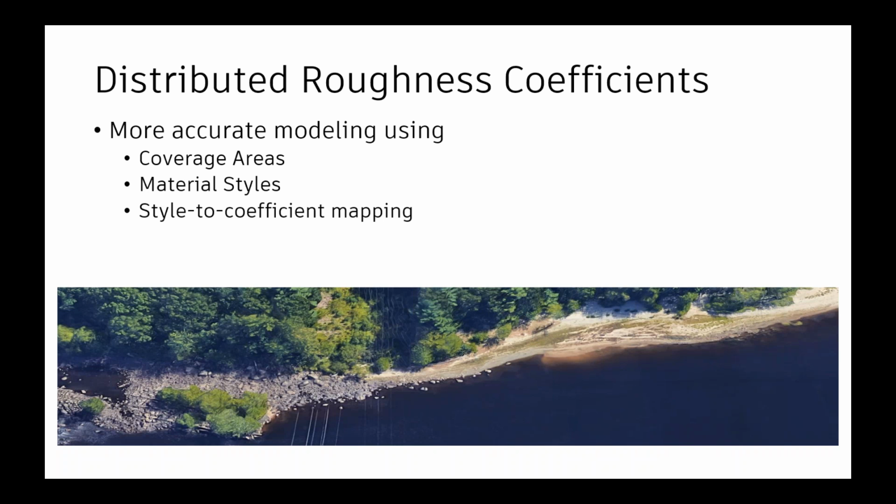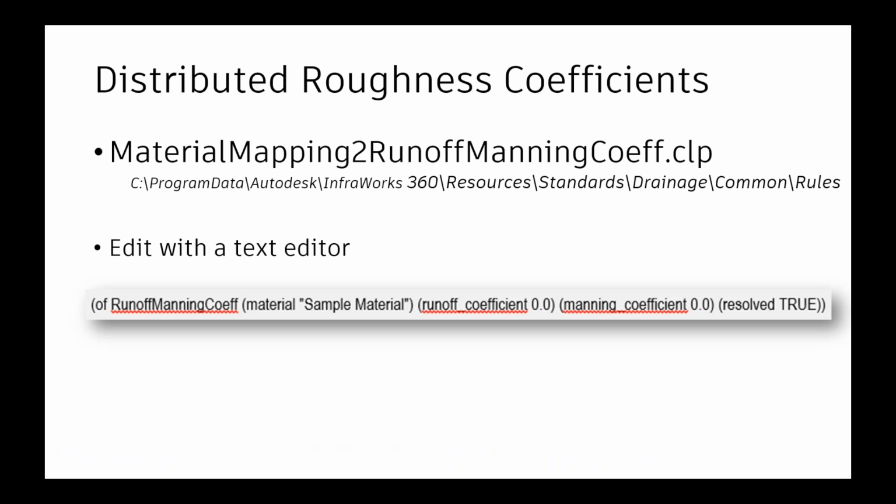And we do this by creating those coverages that I showed. You can create a coverage area just where a different material is represented, and then the coverage has a material style, and then we map that style to a Manning's value. The mapping is done in a file that's located here. I'm showing the path, the name of the file.